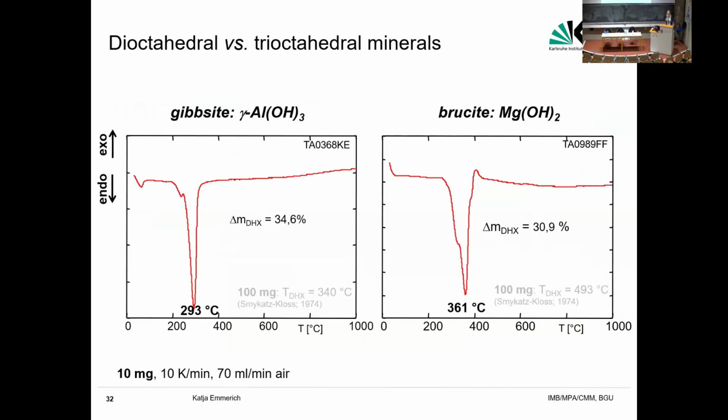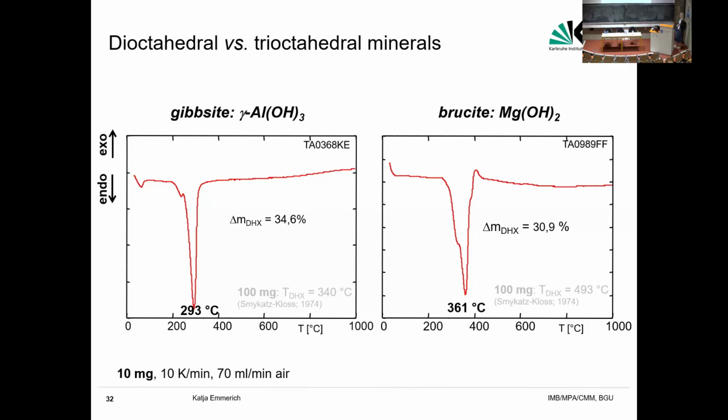And now I'll just show you a few examples of clay minerals, how you can identify them from thermal analysis. We will start not with clay minerals, but with gibbsite and brucite to show you the influence of the octahedral element. You see, in the case of gibbsite, the dehydroxylation temperature is much lower than the dehydroxylation temperature of brucite.